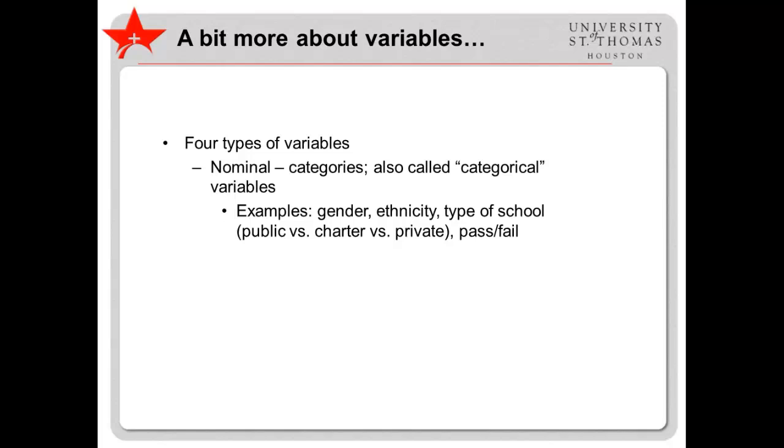Similarly, the type of school, pass or fail status, and other nominal variables can be coded with a number, but the number doesn't mean anything other than what category the participant falls into.